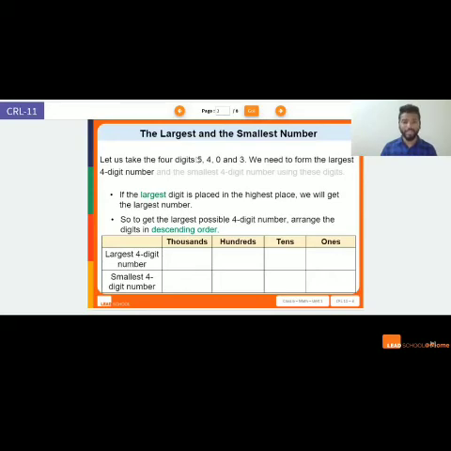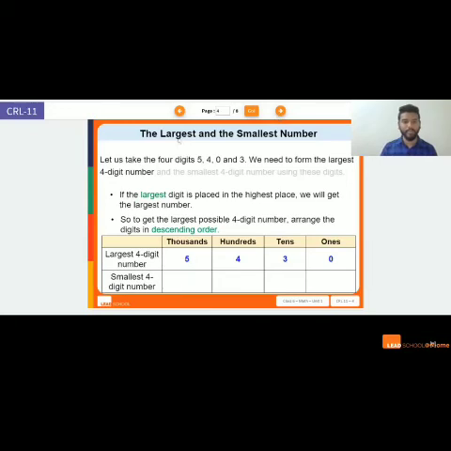So by logic, I will place the largest digit in the highest place value so that we get the largest number. Similarly, to get the largest possible 4-digit number, arrange the numbers in descending order. There are two conditions. If the largest digit is placed in the highest place, we will get the largest number. Second condition, after I place the largest digit, arrange the other digits in descending order. Accordingly, I will get the highest number. Let us see how it looks.